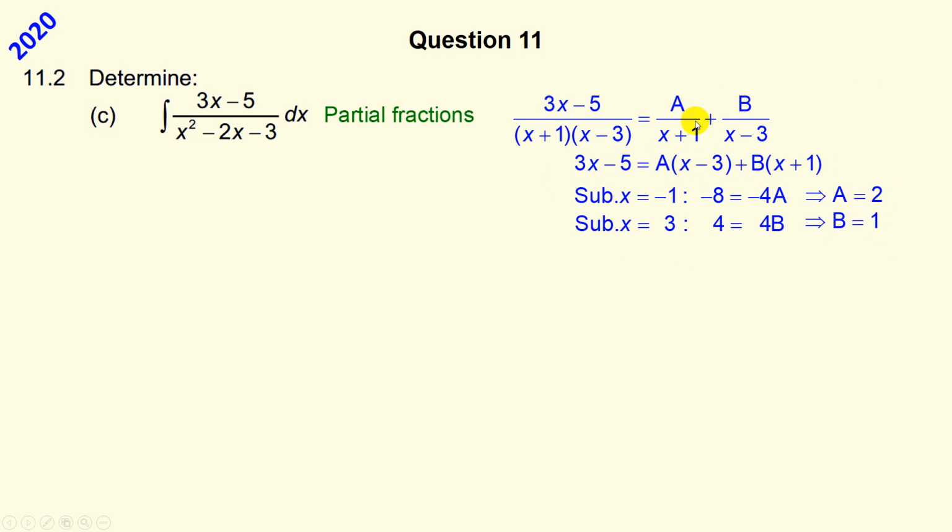So we can now go back and substitute 2 for a and 1 for b. Now these are straightforward ln's now. Twice ln absolute value x plus 1, because we can't have log of a negative, plus ln absolute value x minus 3 plus c. If you don't put the absolute value, it may be fine. You may lose a single mark. I'm not sure how the marking goes.